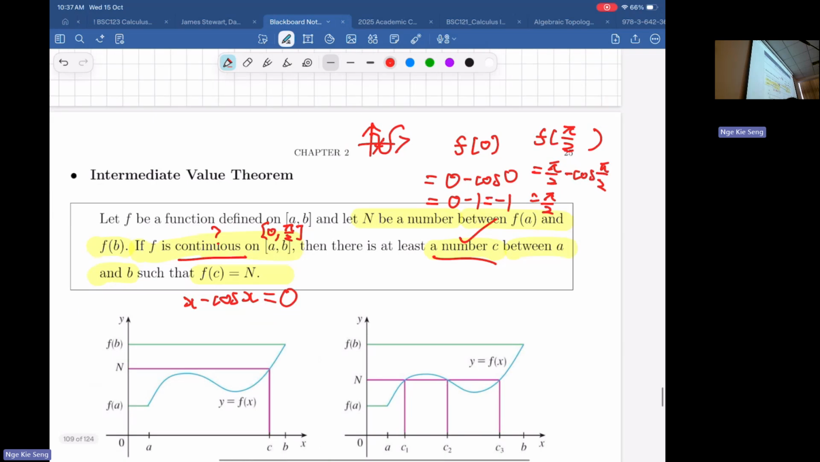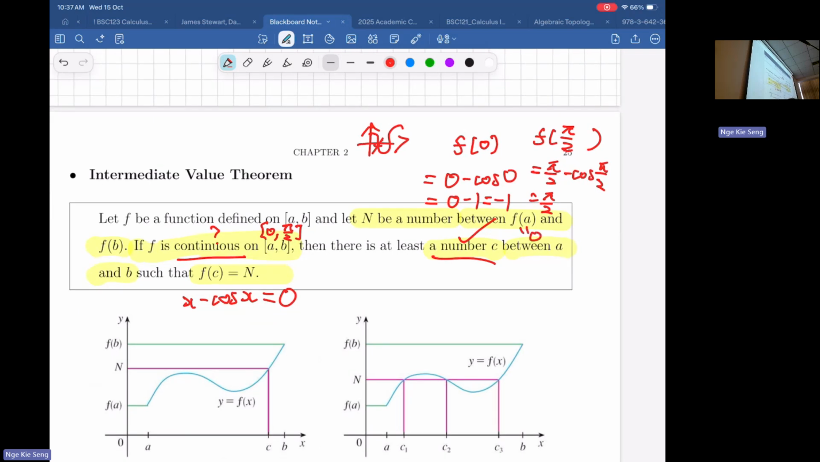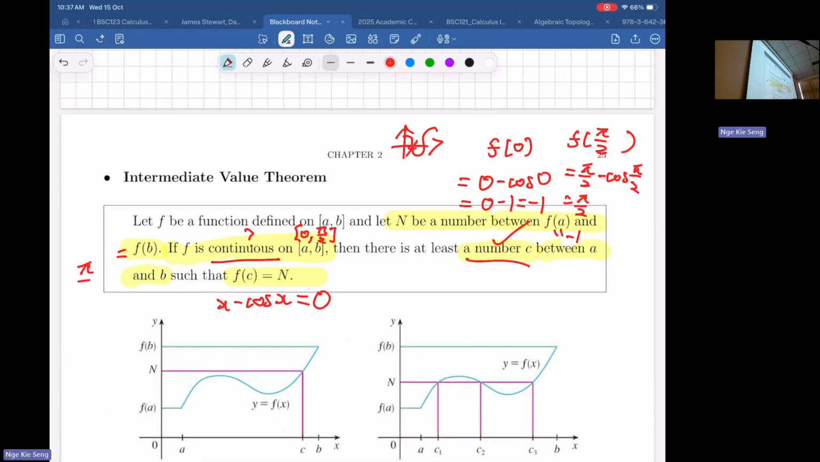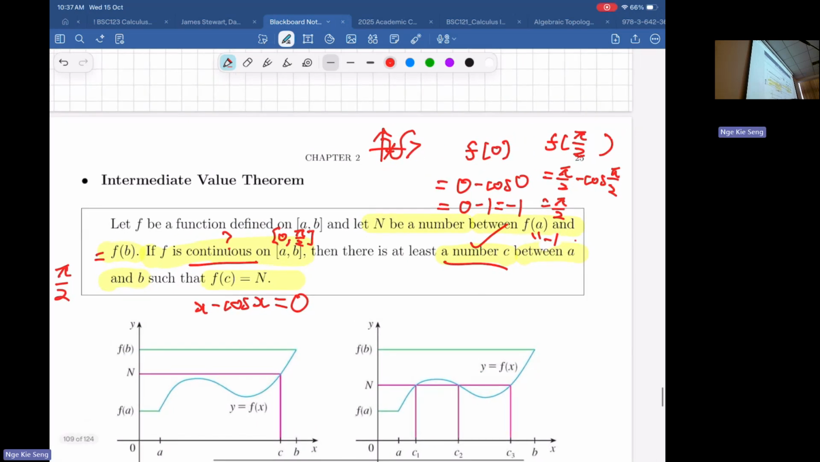So f(a) is minus 1, and then f(b) is pi over 2. Good. So 0 is indeed in between f(a) and pi over 2. So the next thing we need to check is continuity. Right, so how to check this continuity?